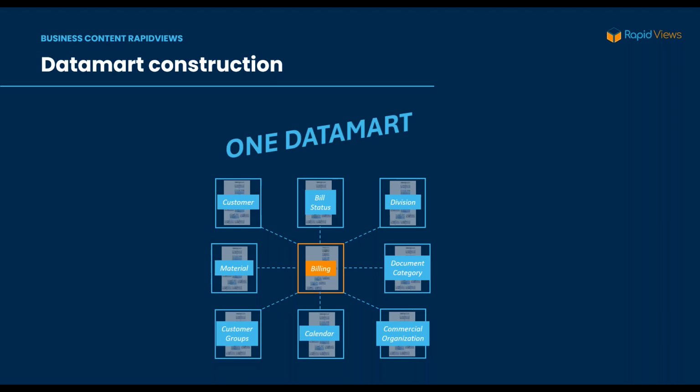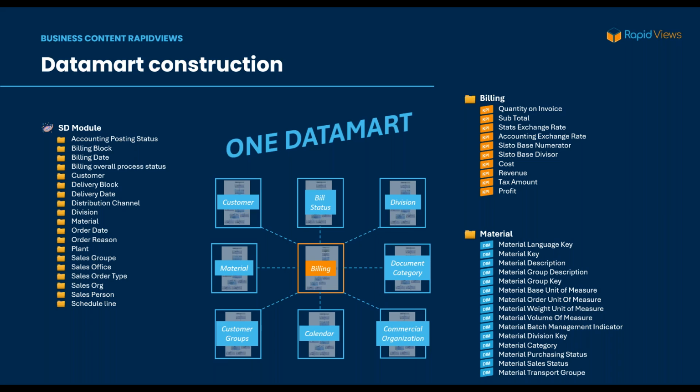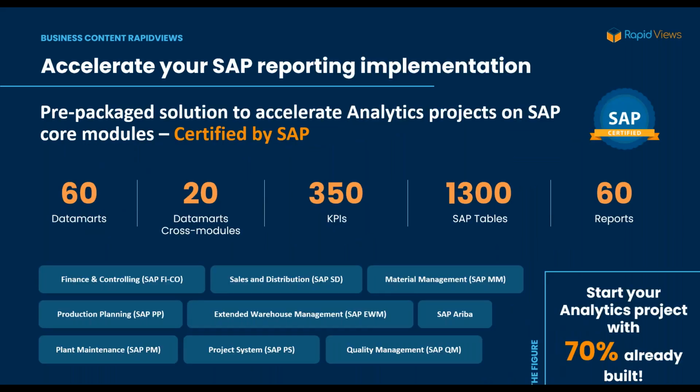Okay. Then around the data mart, of course, we provide this concept of semantic layer. Today we provide about 60 predefined data marts that are covering, again, the main SAP core modules like FICO, SD, MM, PP, EWM, Ariba, PM, PS, and QM. We also provide some advanced cross-module data marts, typically to cross information from sales and finance and so on.